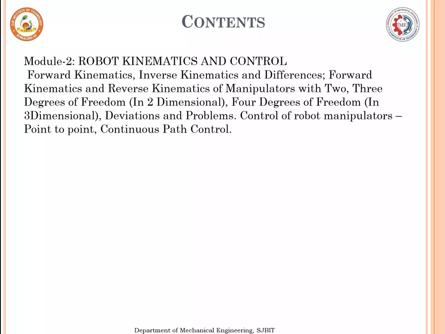So the kinematics of a manipulator with 3 degrees of freedom. That is the first part. Further, it is a 4 degrees of freedom in 3 dimensions, deviation problems, control of robot manipulator, point-to-point and continuous path control. So all these things are discussed in the Module 2 contents of robot kinematics and control.